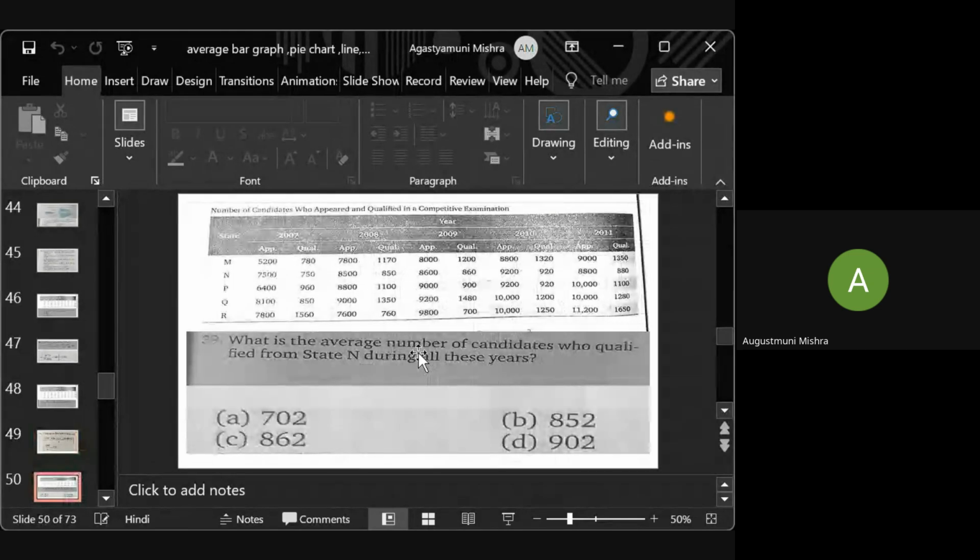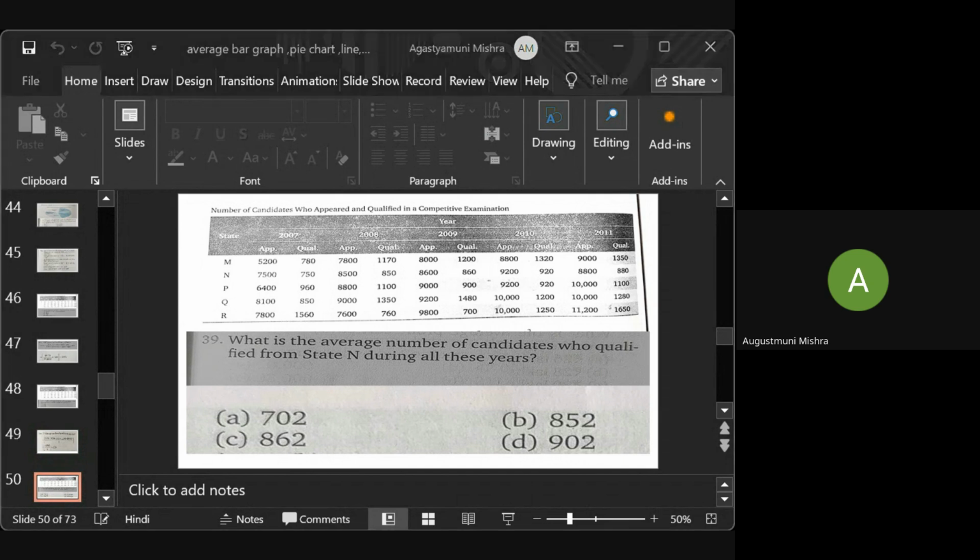So now, the next question is here. You can just start solving it. The time starts now. All participants, you have 2 minutes to solve it.